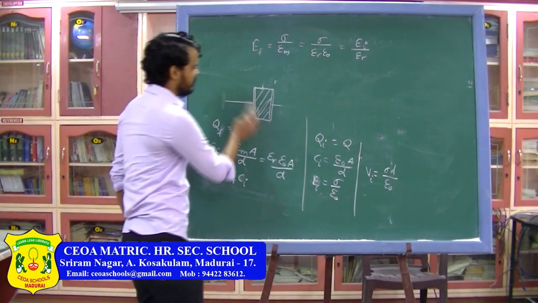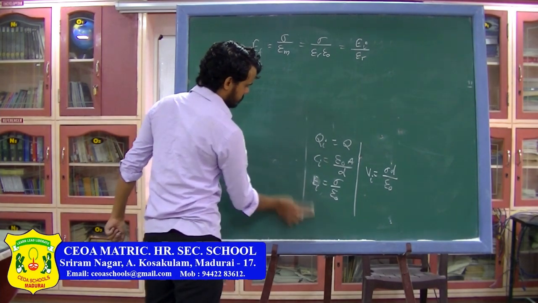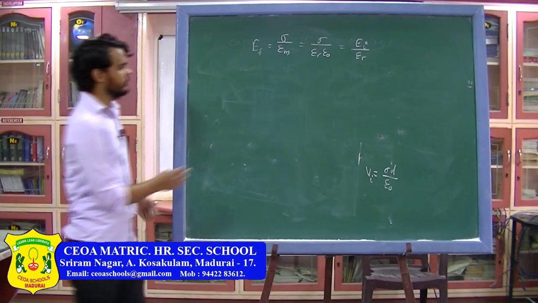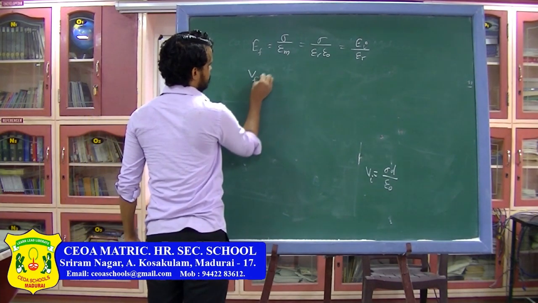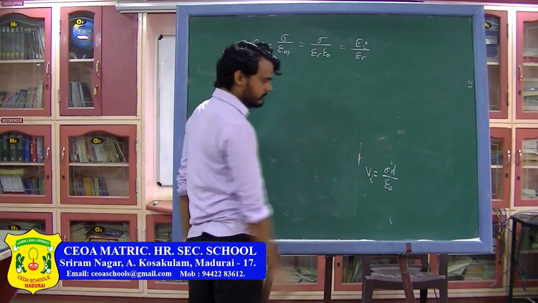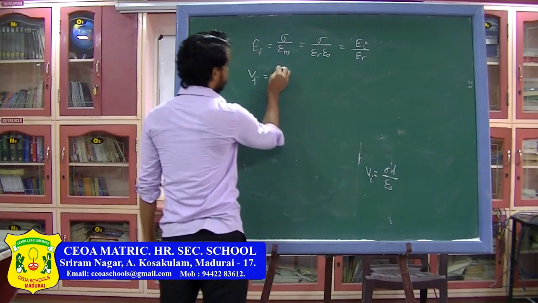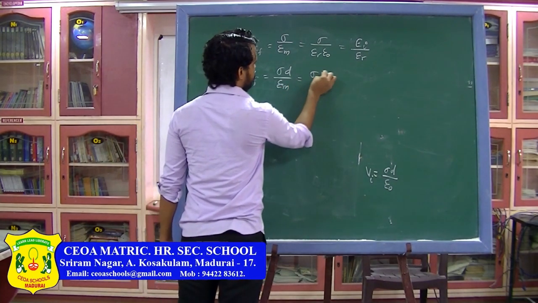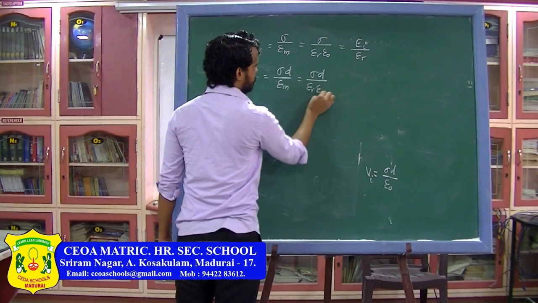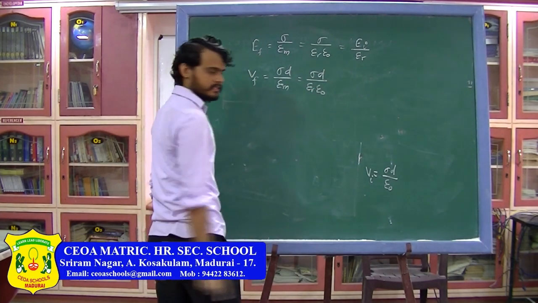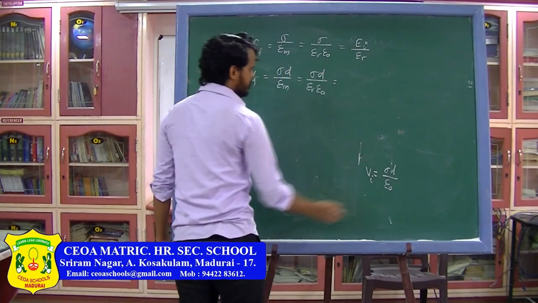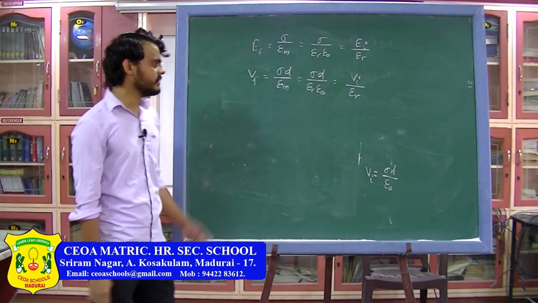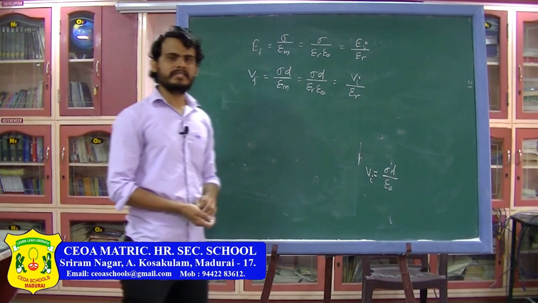Now let us talk about what happens to the potential. Potential final can be written as, again sigma final will not change, D is also not changing, only epsilon is changing. This can be written as sigma D divided by epsilon m. This can be written as sigma D divided by epsilon r epsilon naught. Again sigma D divided by epsilon naught is the initial potential. So this can be written as V initial divided by epsilon r. So this is the final potential, which is again less than the initial potential.